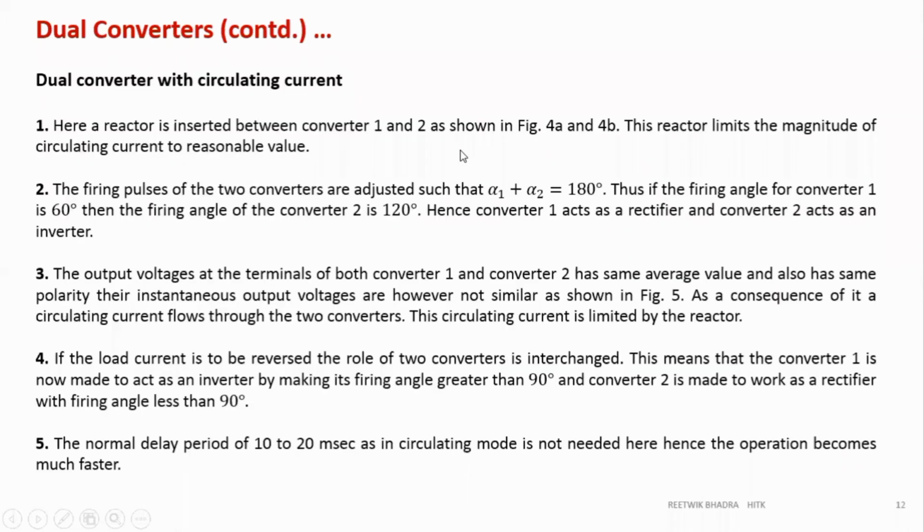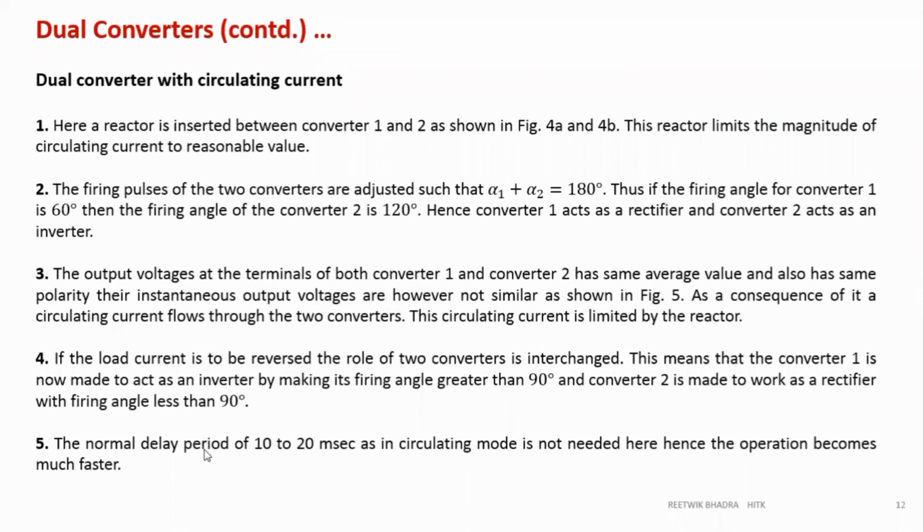So those reactors will limit your circulating current. How will my firing angle be given? Always my principle is alpha 1 plus alpha 2 equal to 180. So if alpha 1 is 60 degrees, alpha 2 will be 120 degrees. So converter 1 will act as a rectifier, and the other will act as an inverter. All these things should be kept in mind, and the voltages are to be drawn.